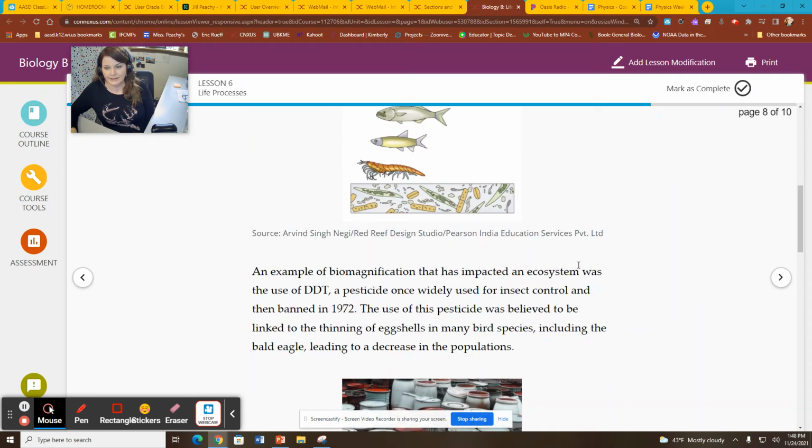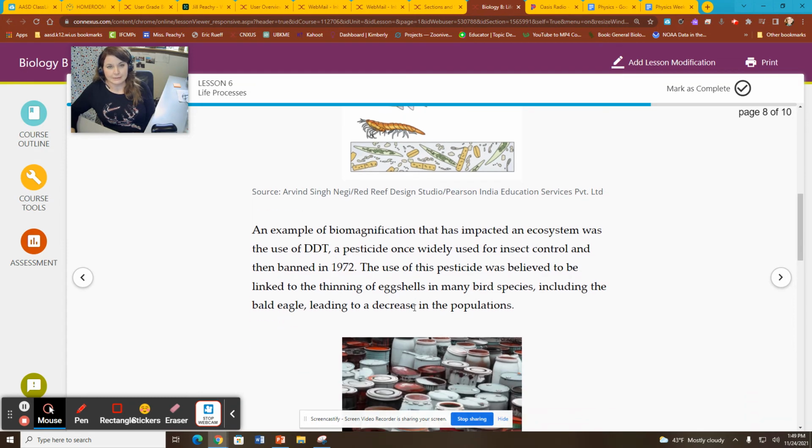An example of biomagnification occurred in the early 1970s. A pesticide at that time, which was pretty commonly used, and it was a very, very general pesticide, so it was used for insect control for a lot of different insects. And it was banned in 1972. What they found is that this pesticide, DDT, caused a problem with bald eagles. Bald eagles consumed many different things, fish and some small rodents and things like that.